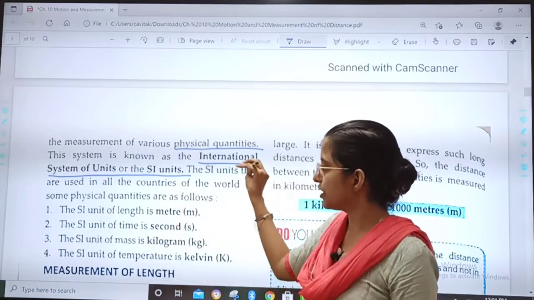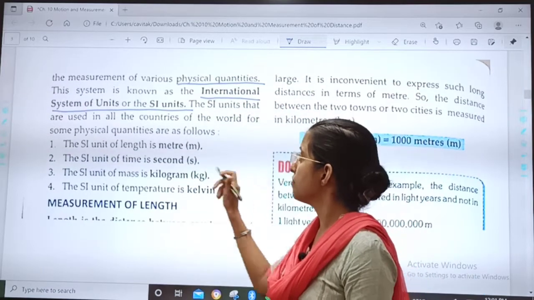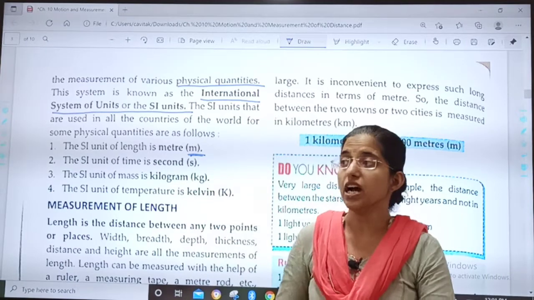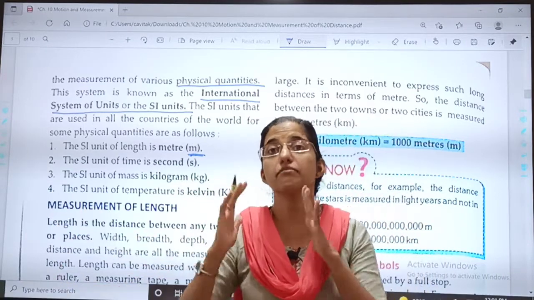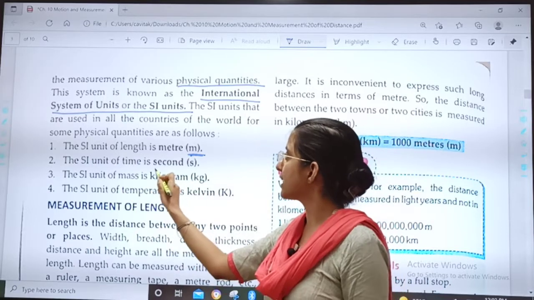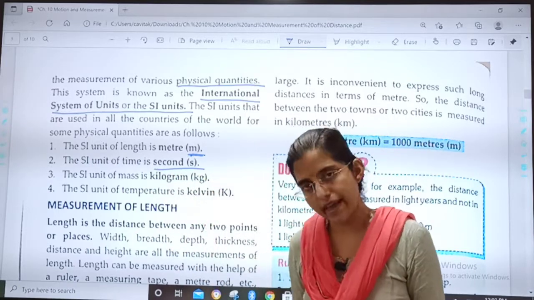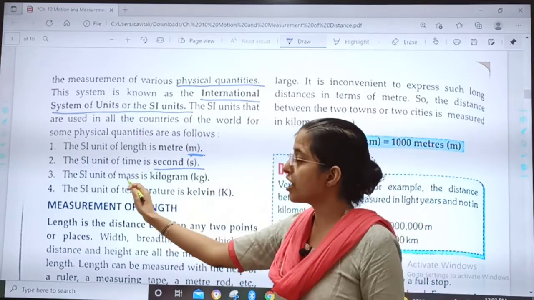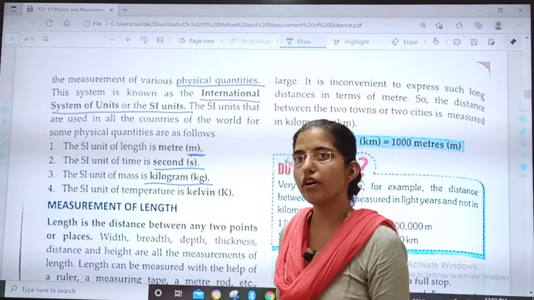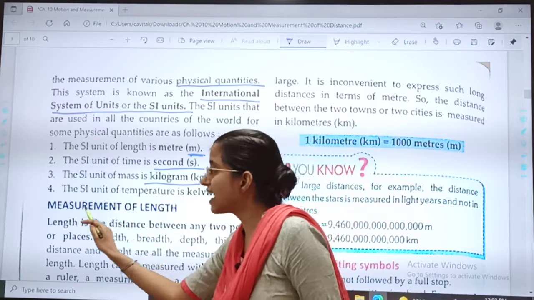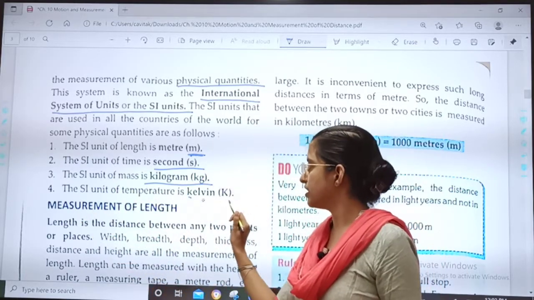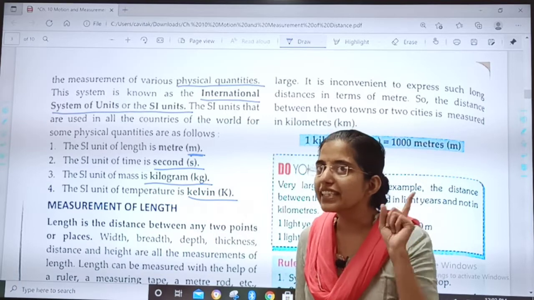So the SI unit of length is meter. In short we write it as m. ठीक है, हम लेंथ हमेशा मेजर करते हैं मीटर में. SI unit of time is second, short form S. SI unit of mass is kilogram, short form kg. The SI unit of temperature is Kelvin. It is represented as K.